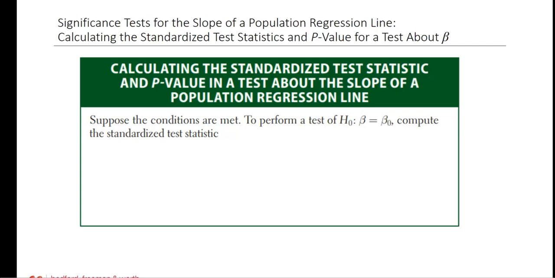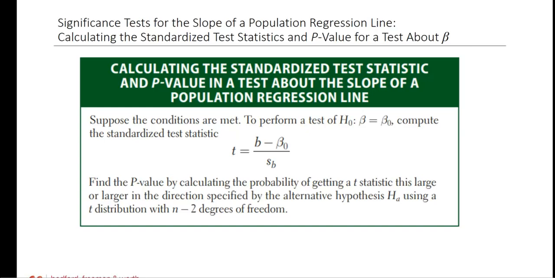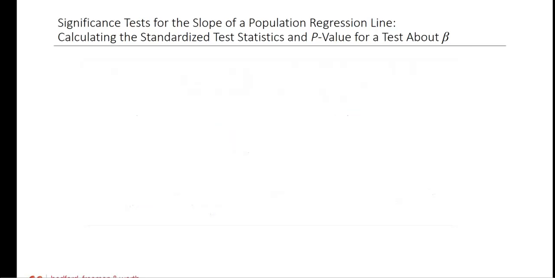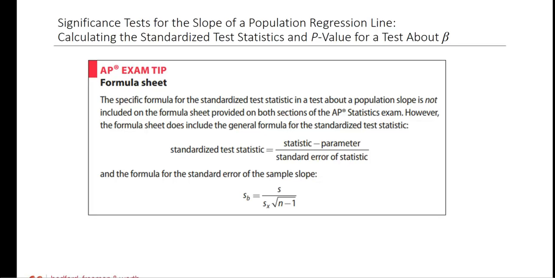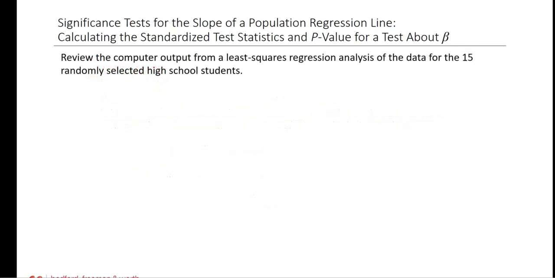Suppose the conditions are met to perform a test that beta equals the null. This is the formula for t: b, which is your sample slope, minus the population null, which is going to be 0 in most cases, over the standard deviation of your sample slope. Find the p-value by calculating the probability of that with degrees of freedom n-2. Remember, that's n-2 for this type. They have some of the formulas on there, at least for SB. You may not even need it here, honestly.